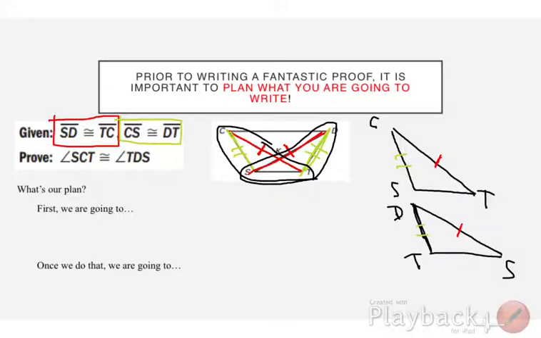All right, so what we want to do, okay, ultimately by the end of this proof, and I'm going to put this in blue, is that we want to prove that angle SCT, this angle here, is congruent to angle TDS, this angle here. All right, we don't know that. That's what we want to prove. So what we're doing now is we're creating our plan. We're trying to figure out how we can get there. And how we can get there, all right, is by first proving that these two triangles are congruent.